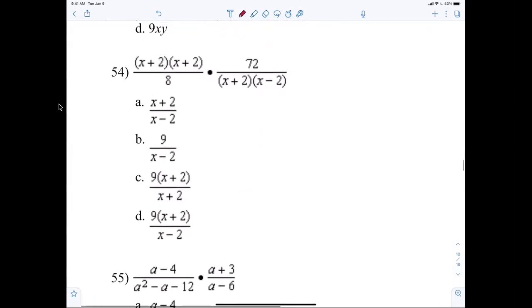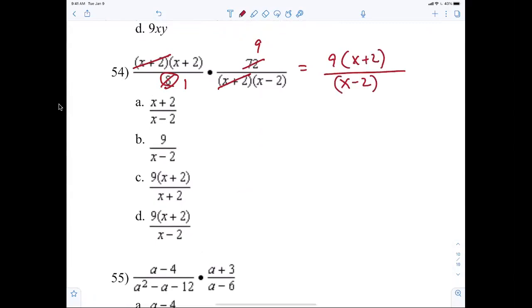All right, now what's nice about 54, they decided to factor it for you. And then can you divide it by 8? Yeah, it's just 9. So now I have 9 parentheses x plus 2 over x minus 2. Can I do anything with the x plus 2 and the x minus 2? No. And you still can't cancel them. They already factored it. Everybody okay with that?